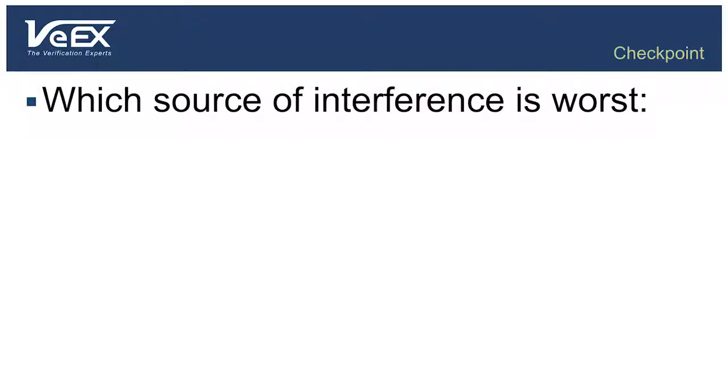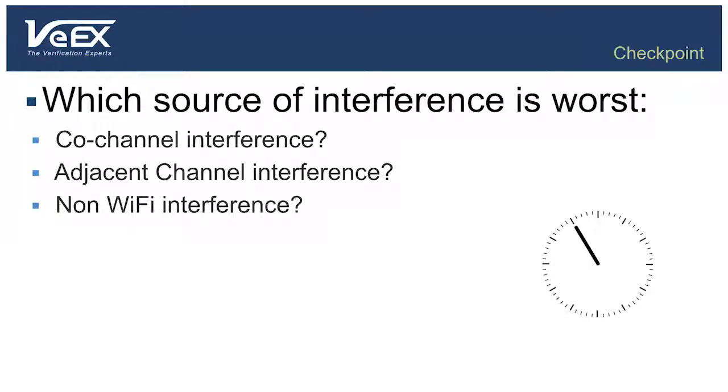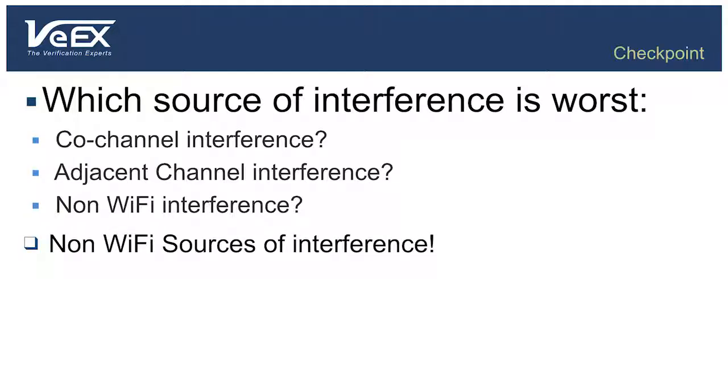Okay, time for a quiz. Which source of interference is the worst? Co-channel interference, adjacent channel interference, or non-Wi-Fi interference? Well, of course, all sources of interference are bad, but non-Wi-Fi sources don't obey the 802.11 rules, making them hard to track down unless you have a dedicated spectrum analyzer to detect them. This makes them the worst of the three kinds of interference.